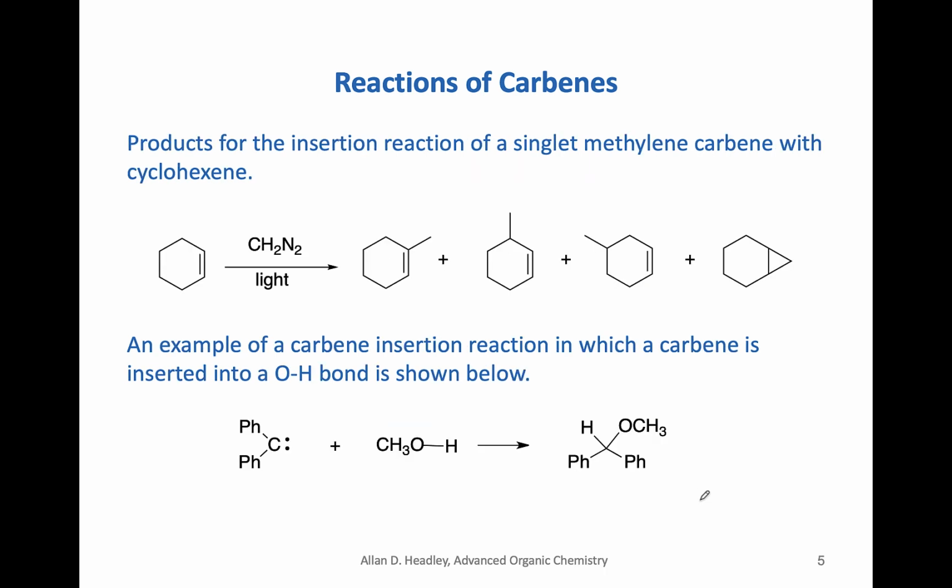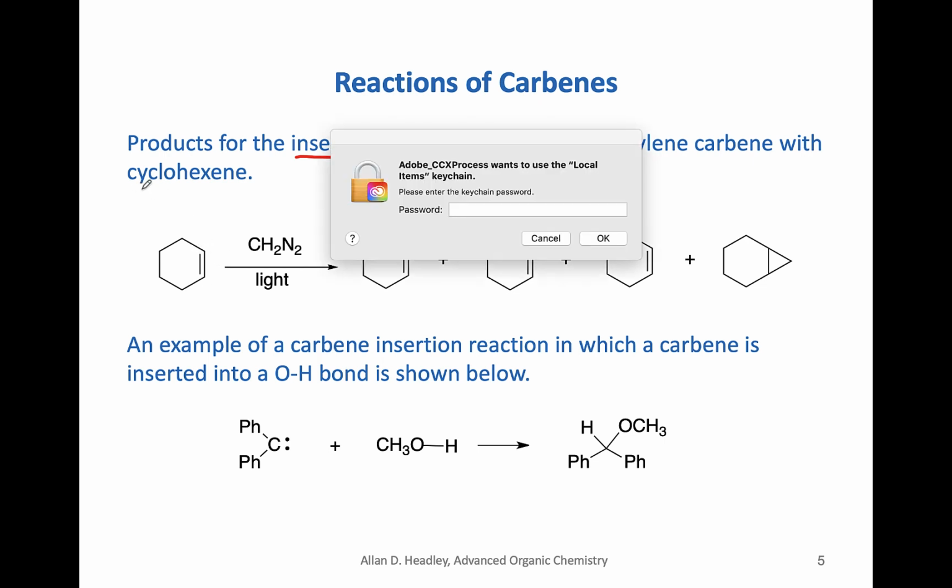Okay, let's look at some more. Here is another possibility for insertion. So here we're looking at the possible products. So here we have an alkene, cyclohexene. Pardon me, let me get rid of this.